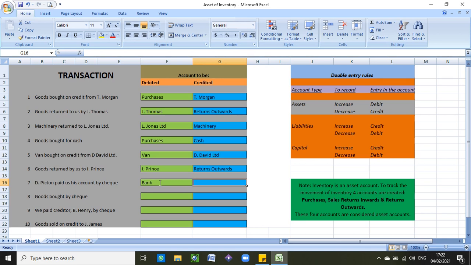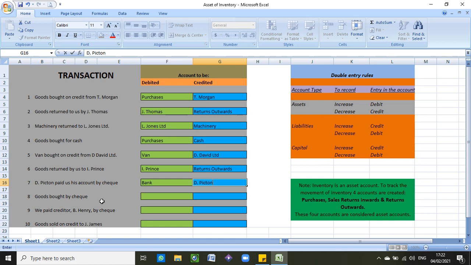What will we credit? Credit D. Picton. Why will we credit D. Picton? Because this is the customer, which falls under the category of assets. So D. Picton owes us less. We show a decrease by doing a credit entry.